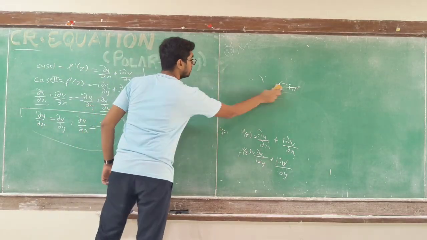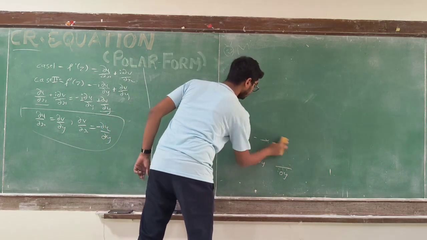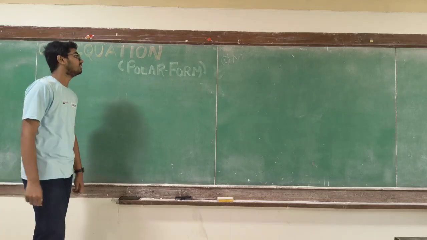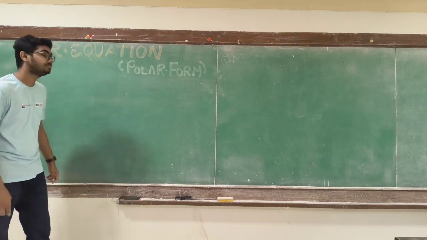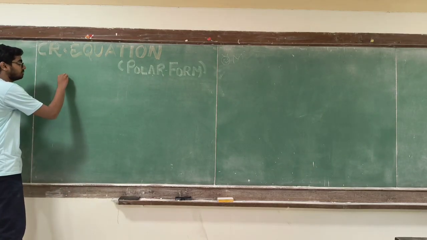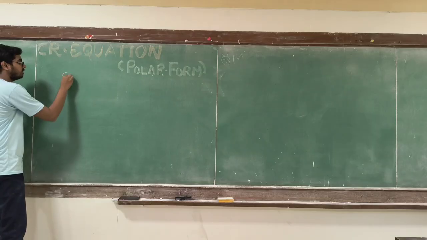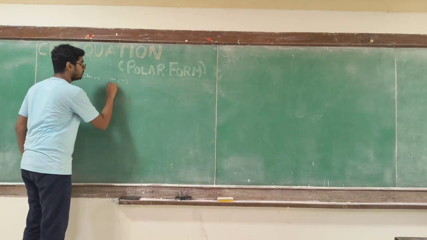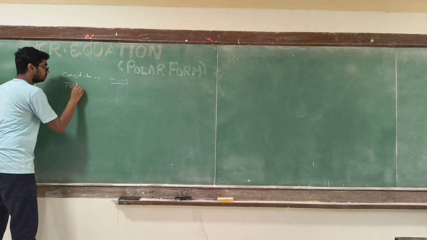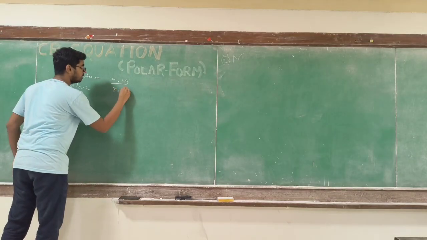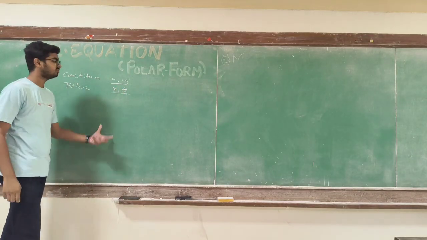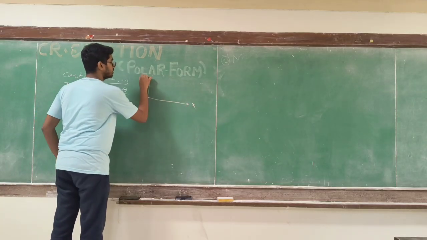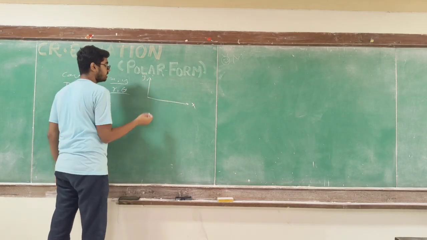Now let's move toward the main concept that we are going to study today, which is the polar form. Let's remember the previous things: in Cartesian form we use x and y as variables, but now in polar form we are using r and theta in the whole concept. Let's learn some practical things.